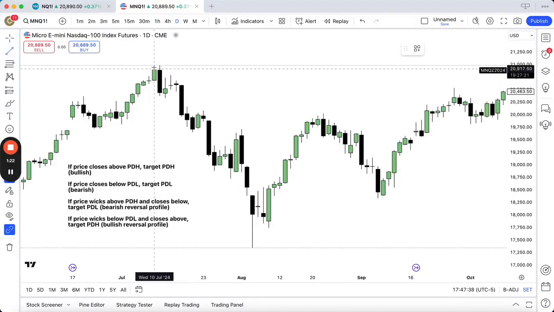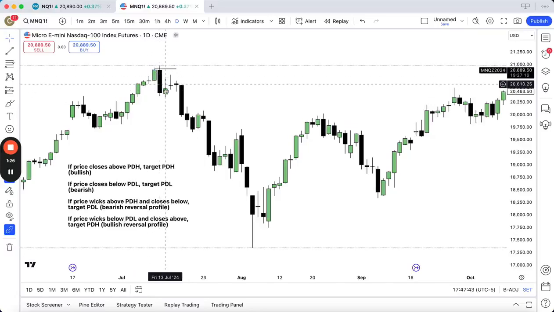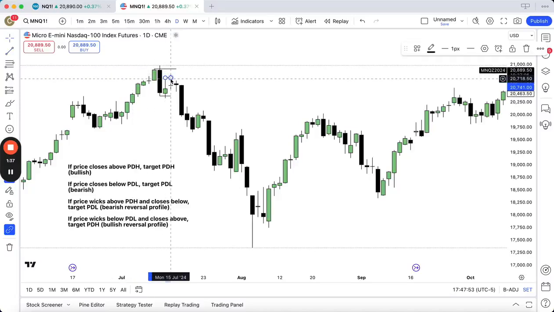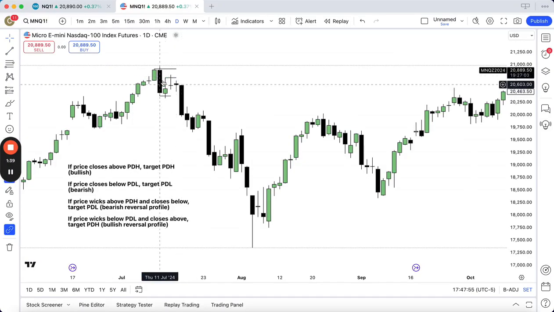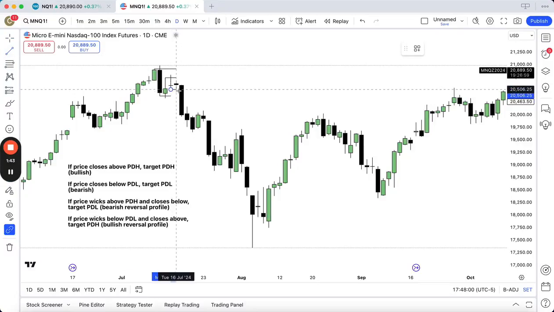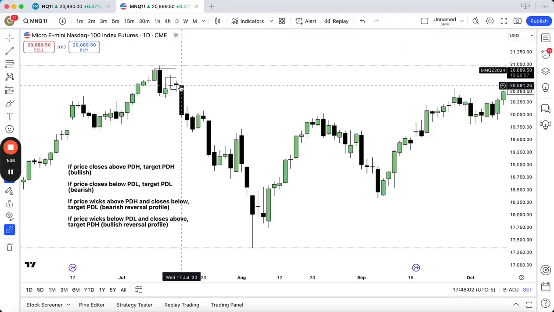As you can see here, price wicks above previous day high and closes below, so we can anticipate our new target is this previous day low. What happens here? Price wicks below this previous day low and closes above. So now we target that previous day high, and once again, price wicks above and closes below, so we target previous day low. Again, this is a lot of consolidation. Price wicks below, closes above, we target previous day high.